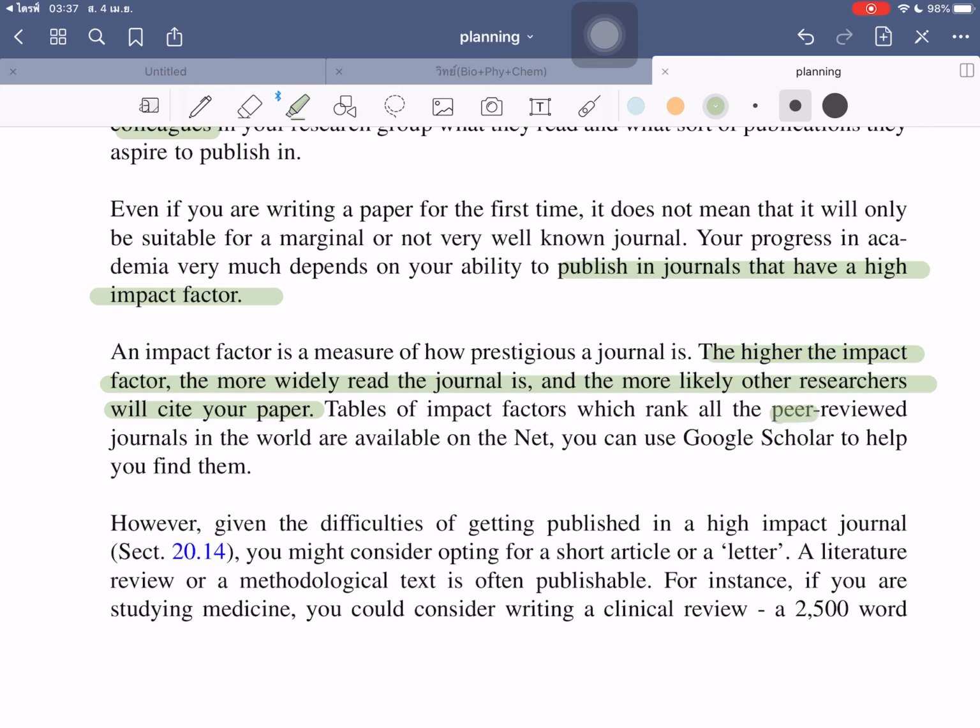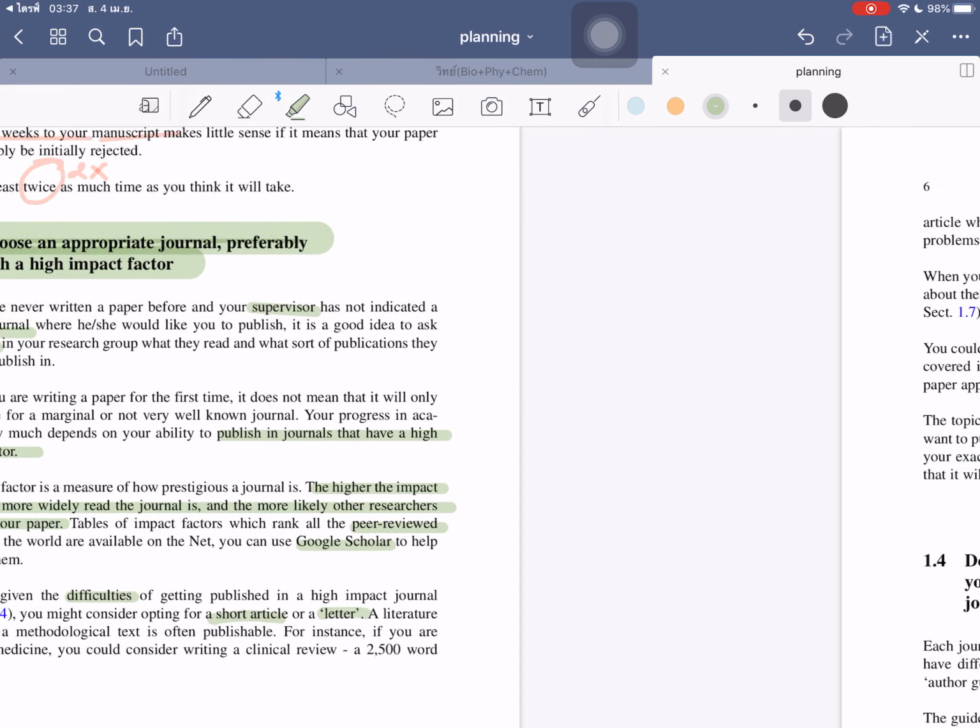And then a peer review journal means the journal has specialized readers who read the manuscripts. You can look on the internet, on Google Scholar, to check what the impact factor of each journal is. And if you find it difficult to get published, you can think about writing a short article or writing a letter to the journal. That could be possible.